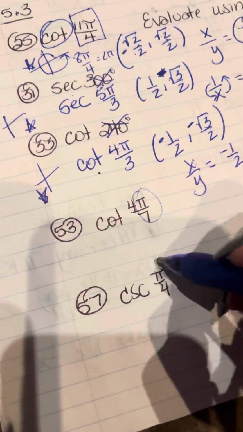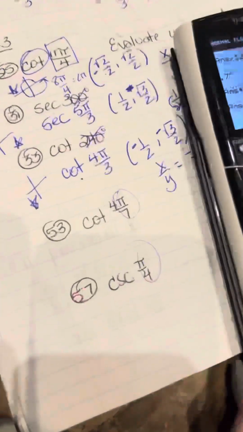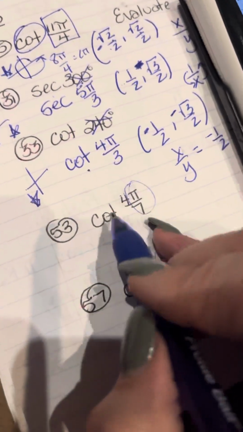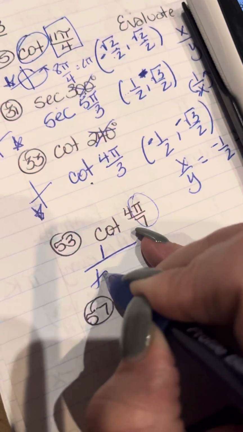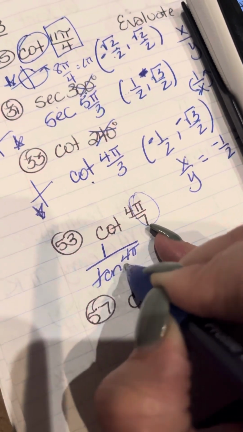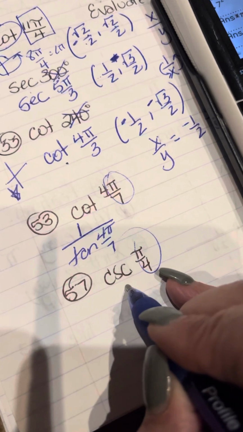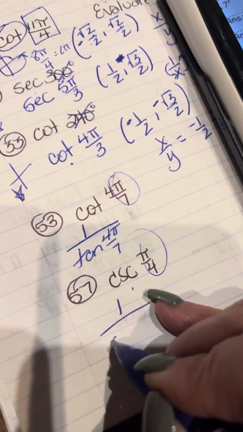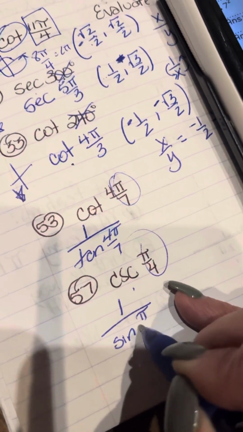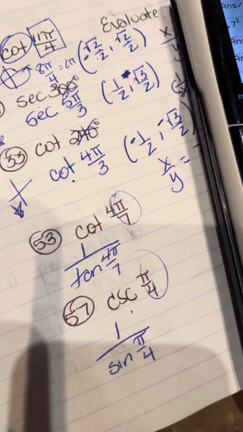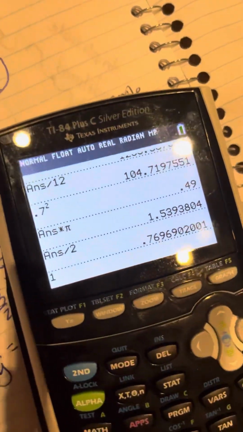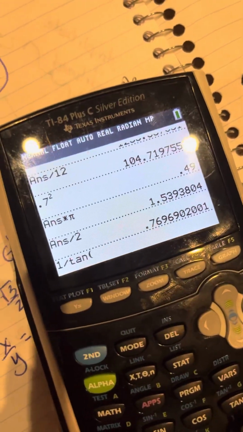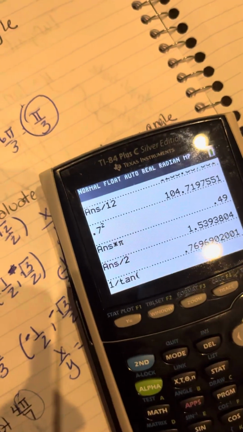And then the last thing here, they wanted you to use a calculator to evaluate these. So first of all, since both of my angles are in radians, I make sure my calculator is in radians. There's no button for cotangent, so instead I'm going to do 1 over the tangent of 4 pi over 7. Same thing for cosecant. There's not a button for that, so I do 1 over the sine of pi over 4.